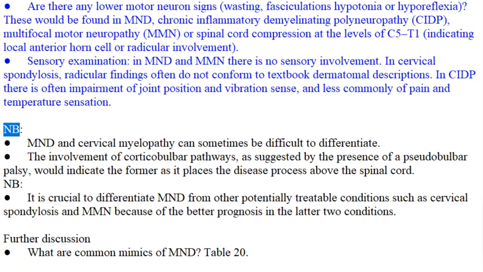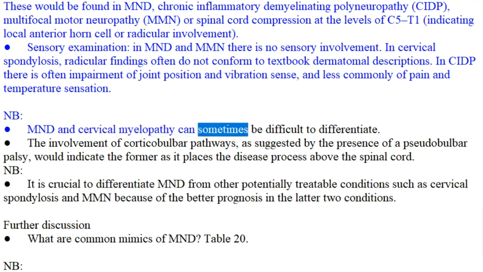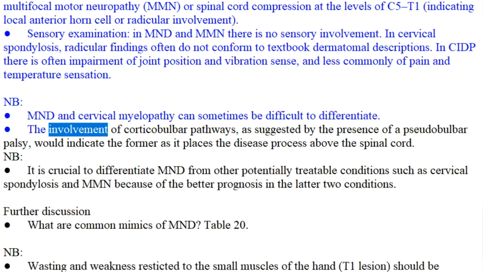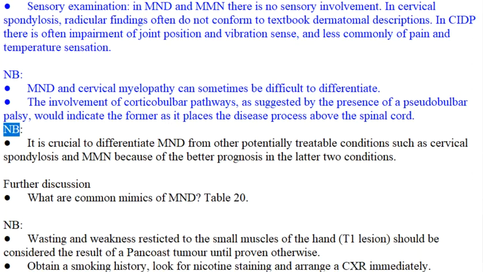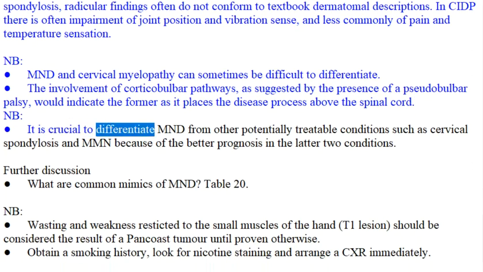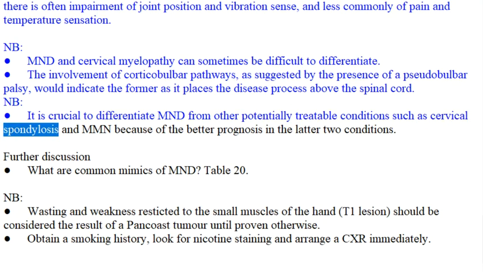NB. MND and cervical myelopathy can sometimes be difficult to differentiate. The involvement of corticobulbar pathways, as suggested by the presence of a pseudobulbar palsy, would indicate the former as it places the disease process above the spinal cord. NB. It is crucial to differentiate MND from other potentially treatable conditions such as cervical spondylosis and MMN because of the better prognosis in the latter two conditions.